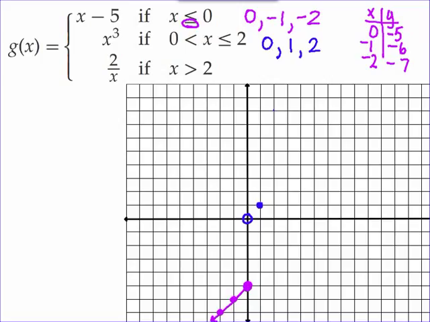Do I include that point? Why? Because it's equal to 2 right here. And this one is going to be part of the cubed graph, which is going to look like that. It's not a straight line since it's cubed.